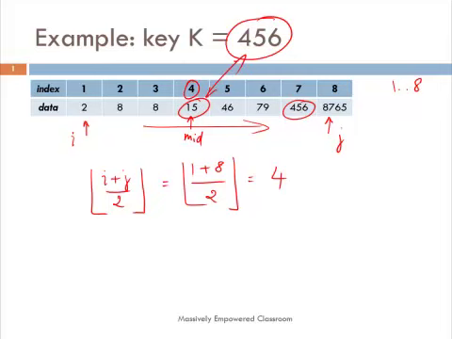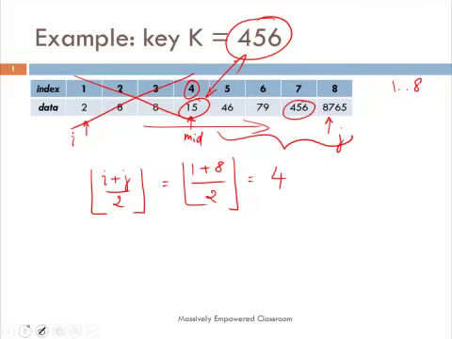So the data element at the midpoint is 15. Is 15 greater than or less than or equal to 456? So it is clear that 15 is less than 456. That means there is no way, because the array is sorted, that the key can be present in this part of the array.